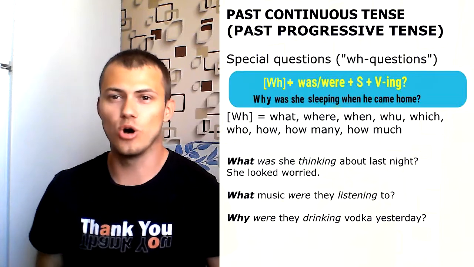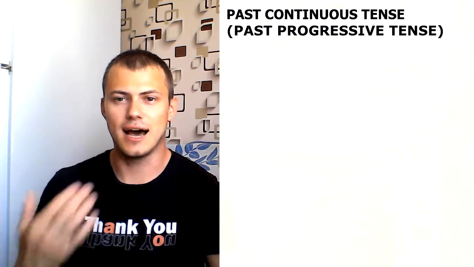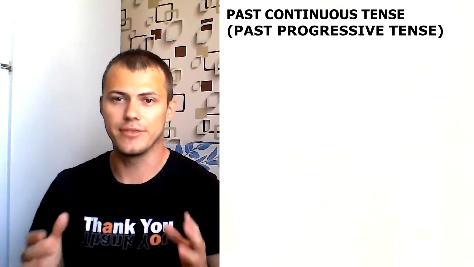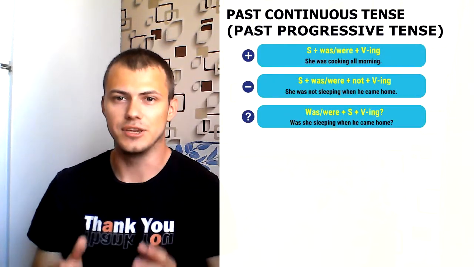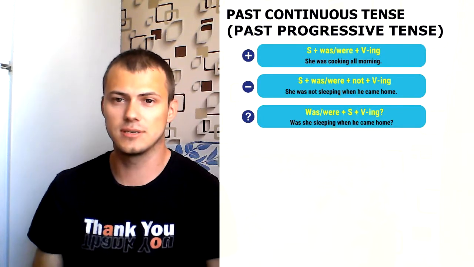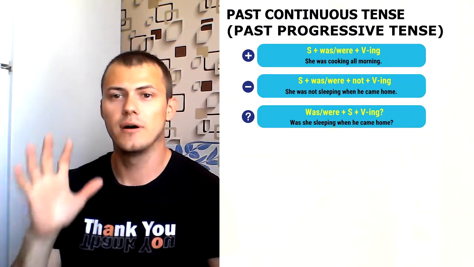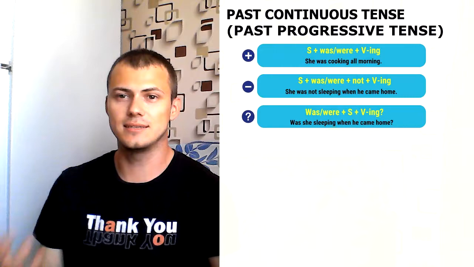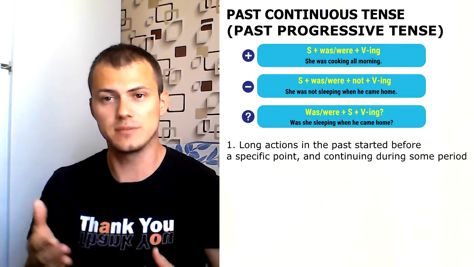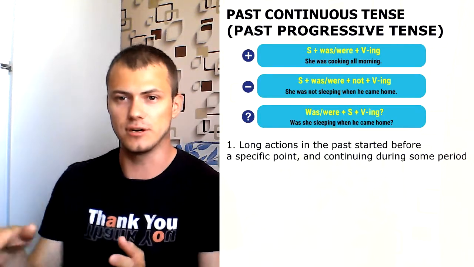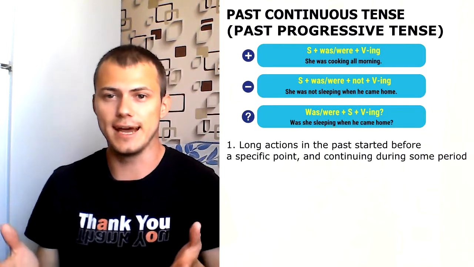Well, I hope you got some new information from this lesson and had some fun as well. And now it's time for a quick recap of this lesson. So today we learned the structure of the past continuous tense in affirmative sentences, questions, and negative sentences. We also learned five main usages of the past continuous tense. First, ongoing actions in the past started before a specific point and continuing after this specific point. Yesterday, at this time, I was having fun with my friends.